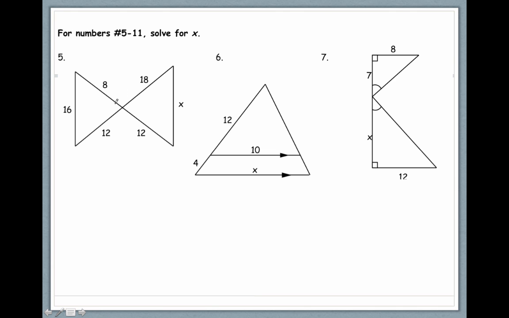Okay. So we're given this angle for sure. 18 over 12 is 3/2. 12 over 8 is 3/2. So these are similar.